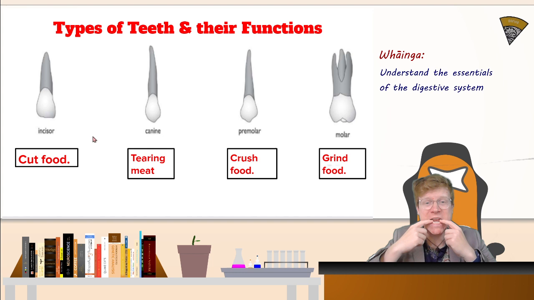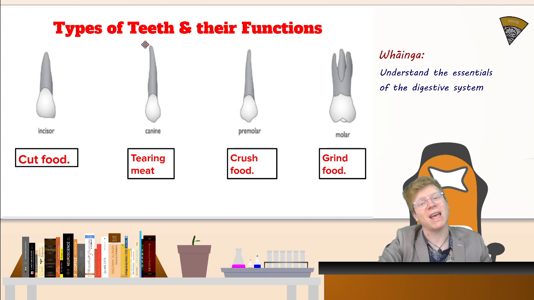You'll notice a couple of pointy little teeth here. Now ours aren't as sharp as say a cat's are, but that's because cats are evolved to consume, I guess, a larger proportion of meat in their diets. You need to be able to tear that meat, and so that's what canines are for.